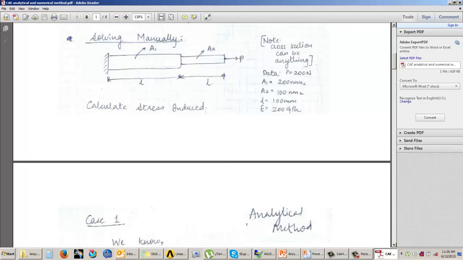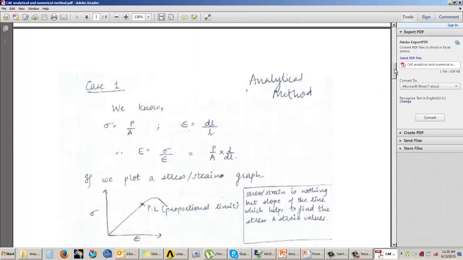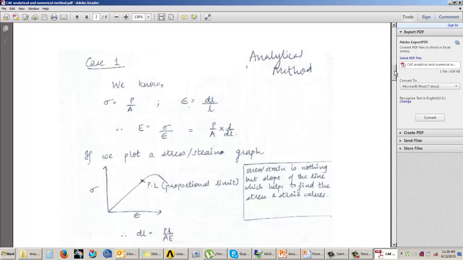when we apply the force on the step bar, it will undergo some change in length. But if I remove the force, it will regain its original shape. That means the deformation that we will get is within the elastic limits. Hence, it follows Hooke's law, and we can consider this equation over here, that is E is equal to stress upon strain. Now, according to this, if we simplify this equation, we will see that stress is P upon A and multiplied by L upon dL.